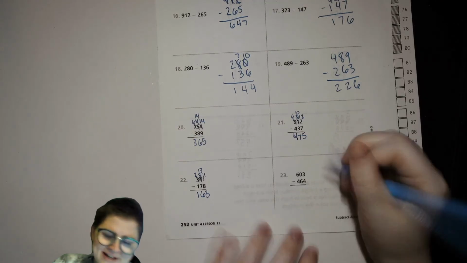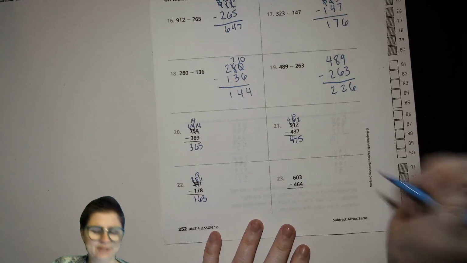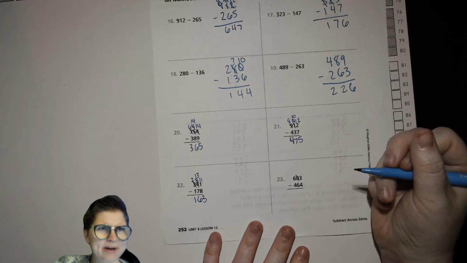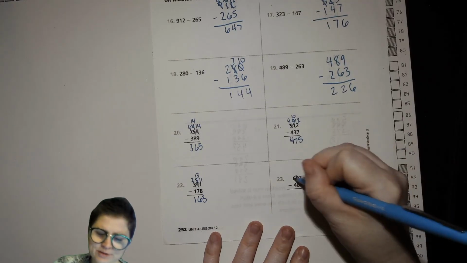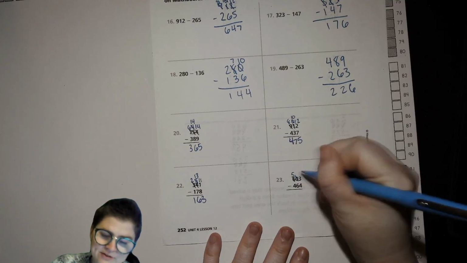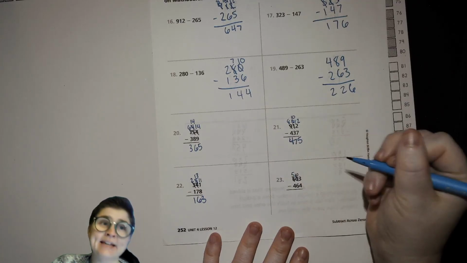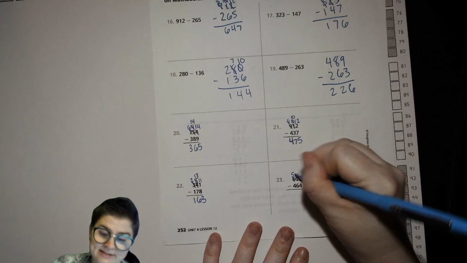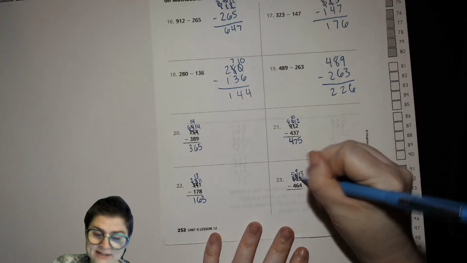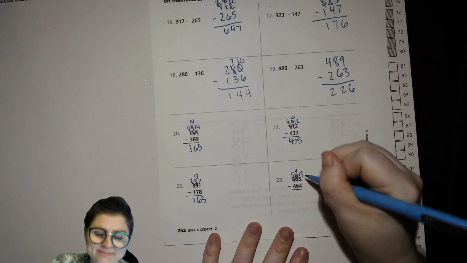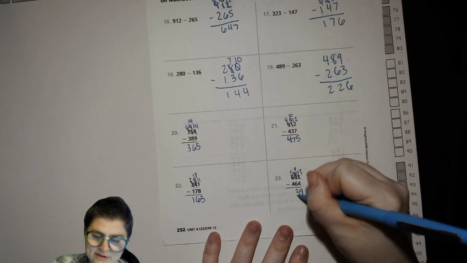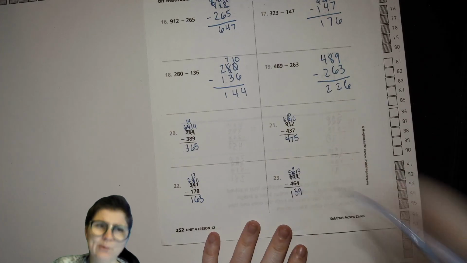All right, let's go. 3 take away 4. No, not gonna work, so we have to ungroup. There's nothing there though. Do we panic? No, we don't cry. We just look over in our hundreds place, and there are fortunately 600, so we leave 500. Then we have 10 10s. We leave 9 of those 10s. Now we have 13 ones. 13 take away 4 is 9. 9 take away 6 is 3. And 5 take away 4 is 1.